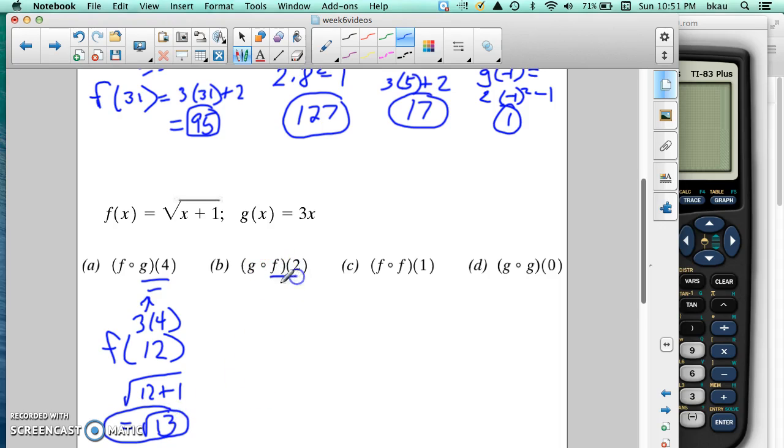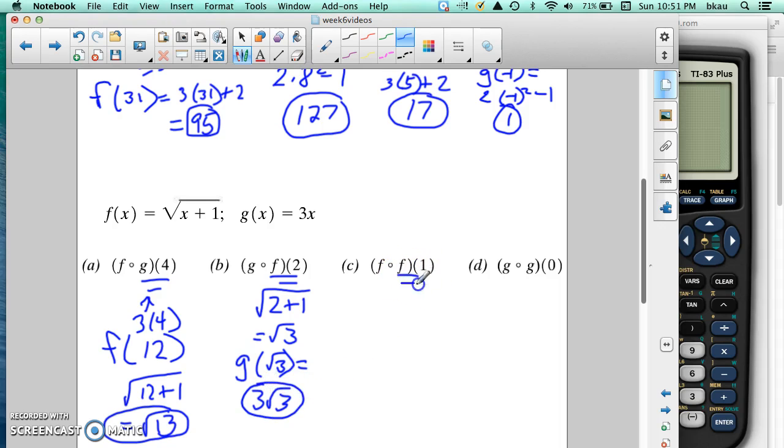Now our second example, we're doing f of 2 this time, so we're going to take f of 2. So we put 2 in there, and it's going to be the square root of 2 plus 1, which is the square root of 3, and then we're going to evaluate that for g. So that says g of the square root of 3, which is going to be 3 square root of 3. Because that's going to be plugging that in there, multiplying by 3.